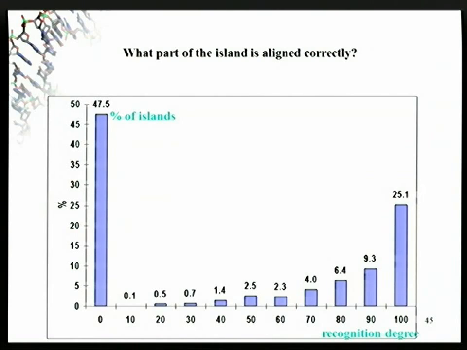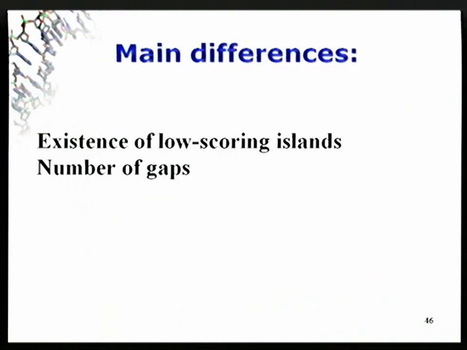So the next idea is that we can believe in the good recognition of islands of significant score and length, but the islands of low scores and short islands typically are not reliable, and we shouldn't consider them when we analyze algorithmic alignment. So the main difference between algorithmic and true alignments of proteins is the existence of low score islands and the number of gaps, which in algorithmic alignment is much lower than in true alignments.